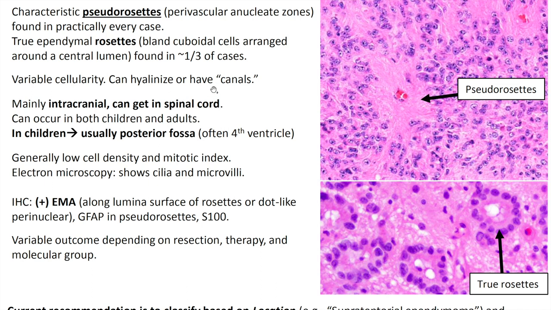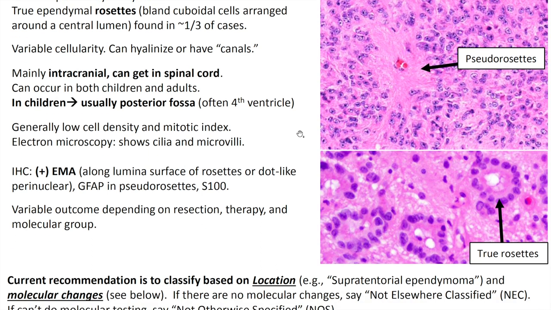Ependymomas are mainly intracranial. You can get them in the spinal cord, and they can occur in both children and adults. In children, they're usually posterior fossa, often the fourth ventricle, with generally low cell density and mitotic index. Electron microscopy shows cilia and microvilli.